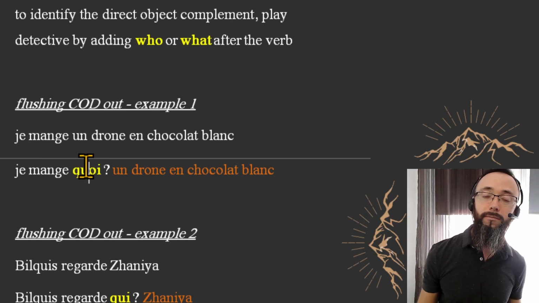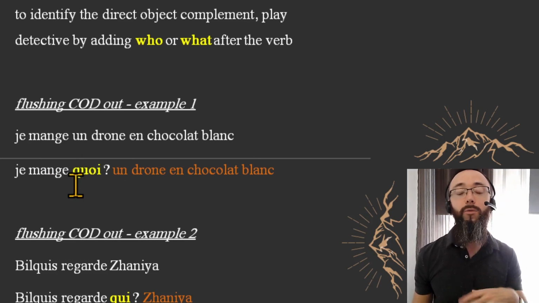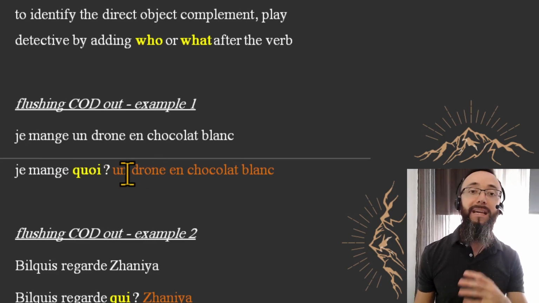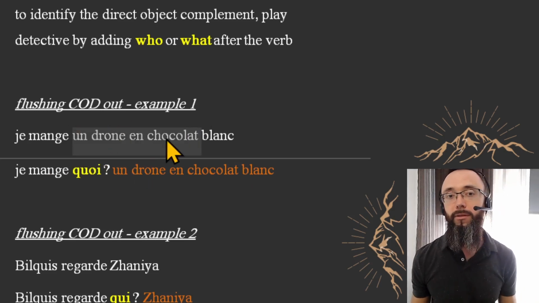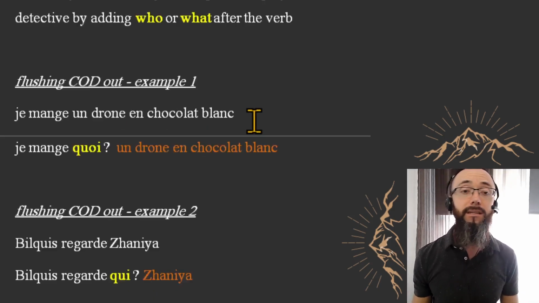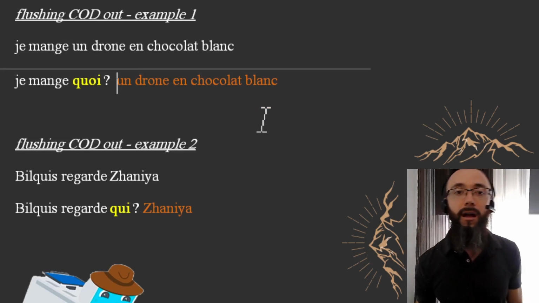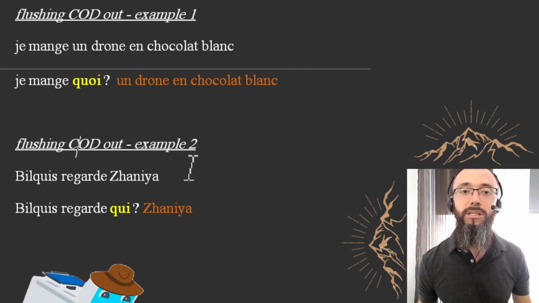Je mange quoi? If you can get an answer out of this question, what am I eating? And it makes sense, and you can come up with that part of the sentence, and it makes sense. There you have it. That's your signal that you have a COD, that you're dealing with a COD. It's a matter of flushing it out of the sentence. How about flushing a COD out?